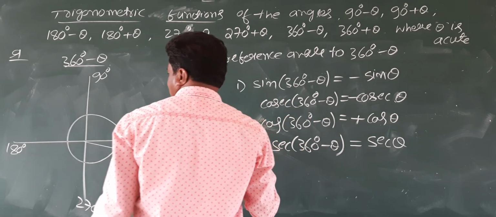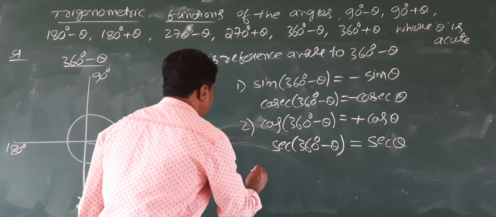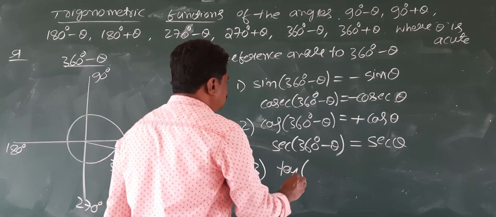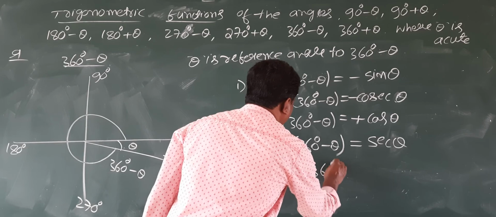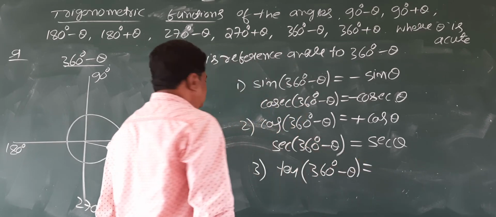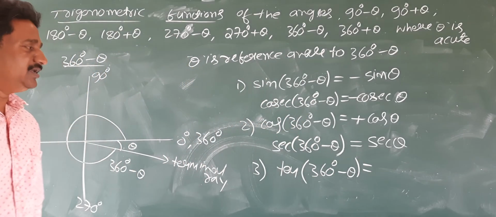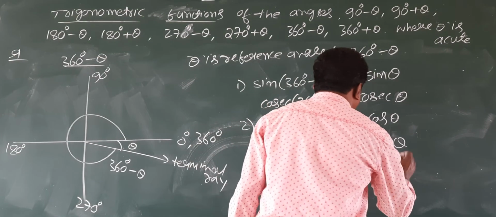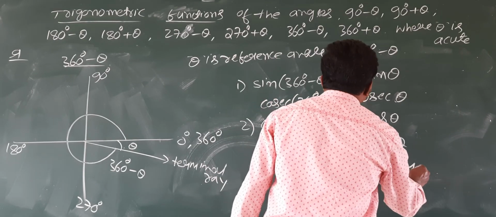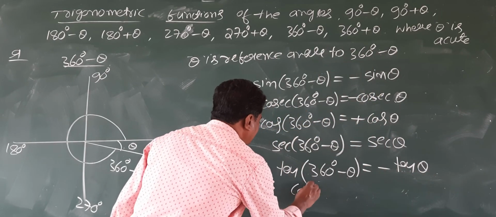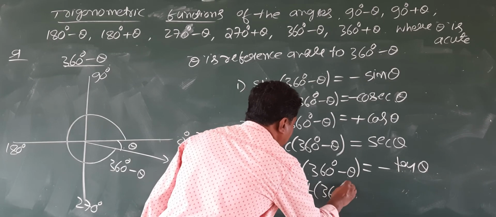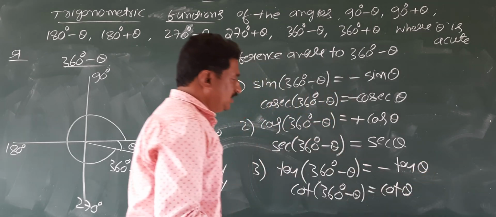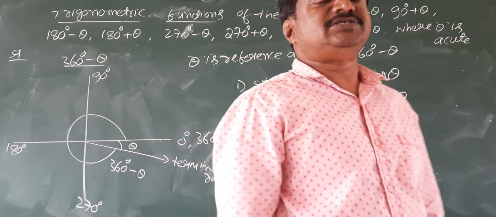Lastly, third one, tan 360 degree minus theta. Which quadrant is that? Fourth. In the fourth quadrant, tan is negative. So tan, reference angle theta. Similarly, cot 360 degree minus theta is minus cot theta. I hope you understood these things well, students.